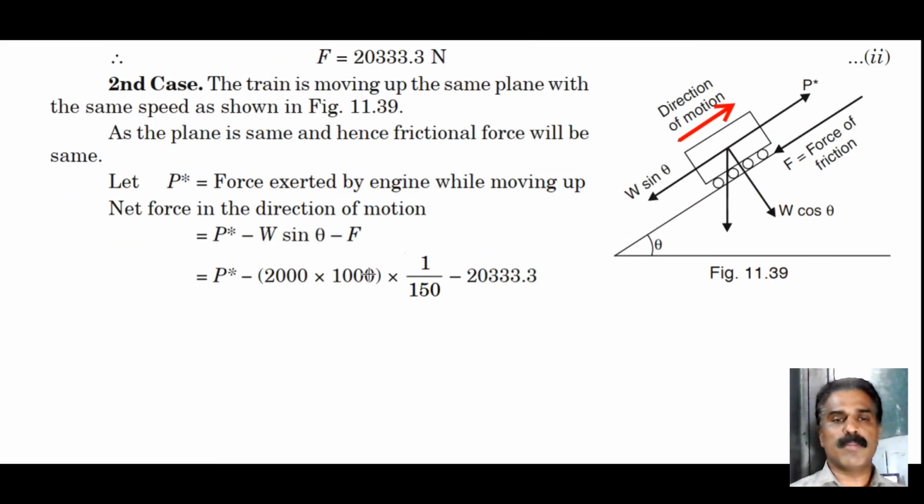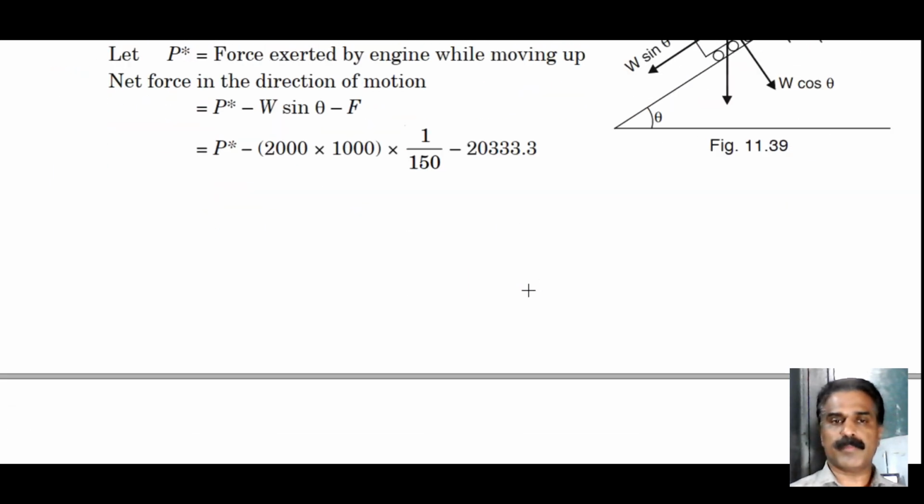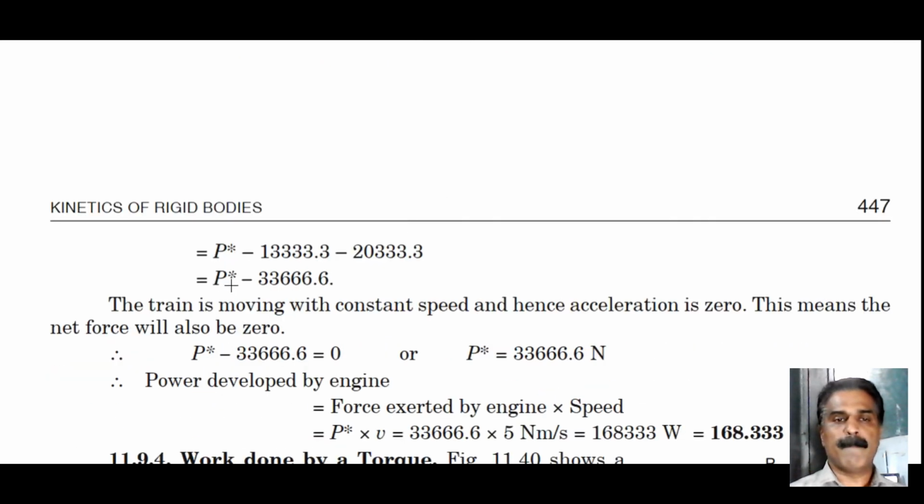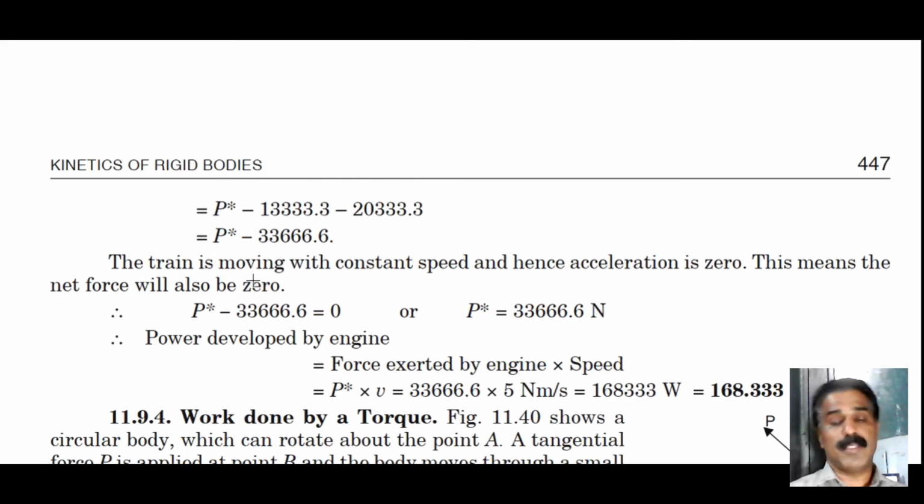When we substitute the values, P star minus 2000 into 1000 into 1 by 150 minus F, which is the same, 20,333.3. So here we can easily find out P star. By simplifying, you will get P star minus 33,666.6.